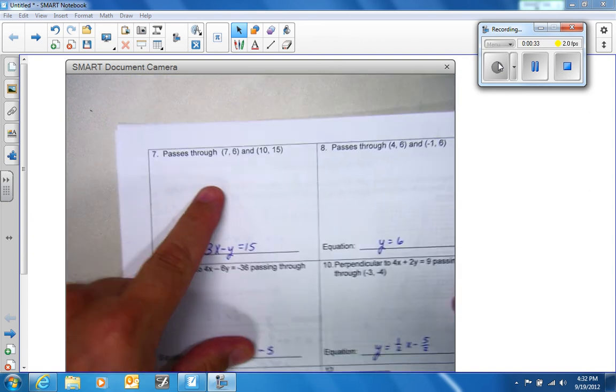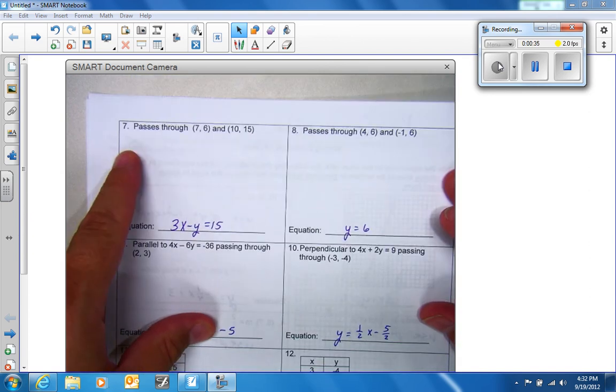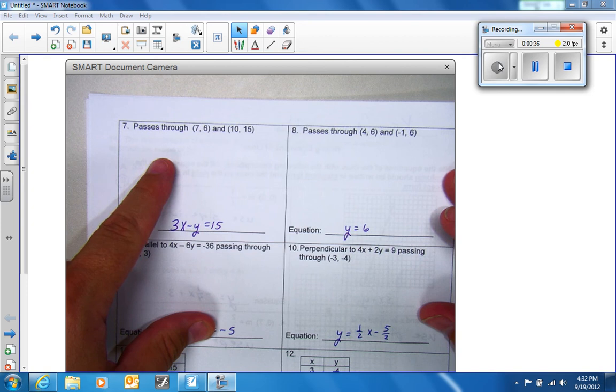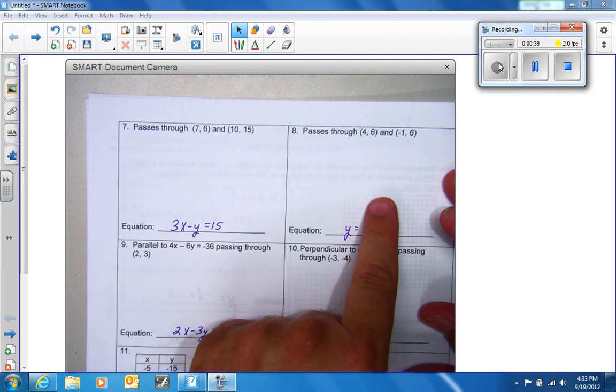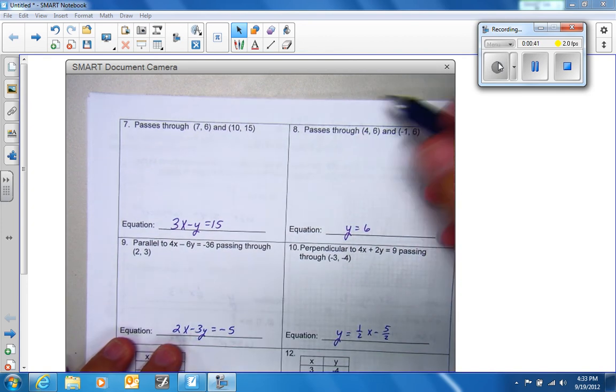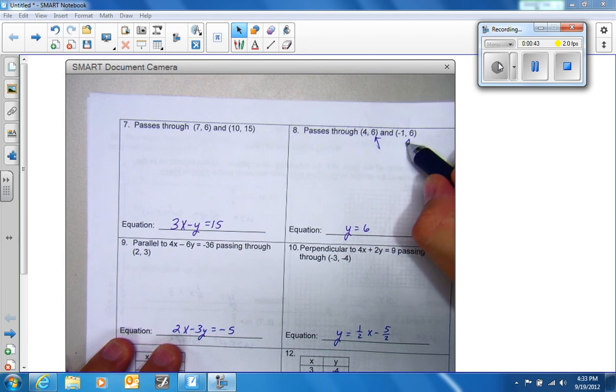That's page 1. Page 2 is, when you have 2 points, find the slope and then put it in point-slope form using one of those 2 points. Here, again, look at the y values. Key on the y values.